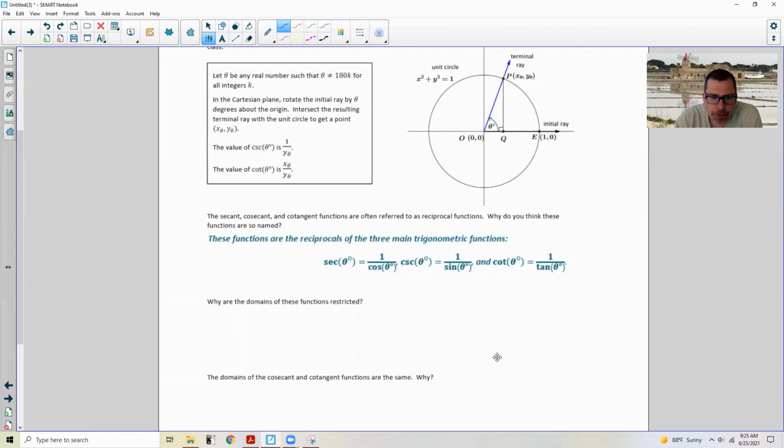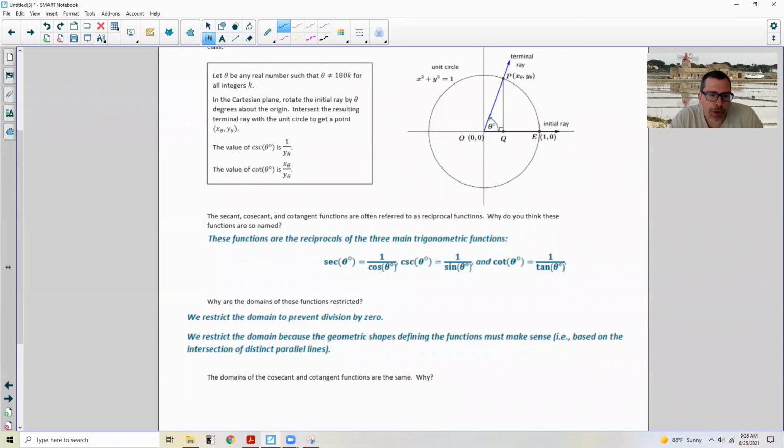Why are the domains of these functions restricted? Well, in secant, cosine theta can't be 0 because we can't divide by 0, it's undefined. In the cosecant of theta, sine theta can't be 0. And in cotangent, tangent theta cannot be 0. And when is tan theta 0? When the cosine of theta is 0. So cotangent and secant cannot be defined when cosine theta is 0.